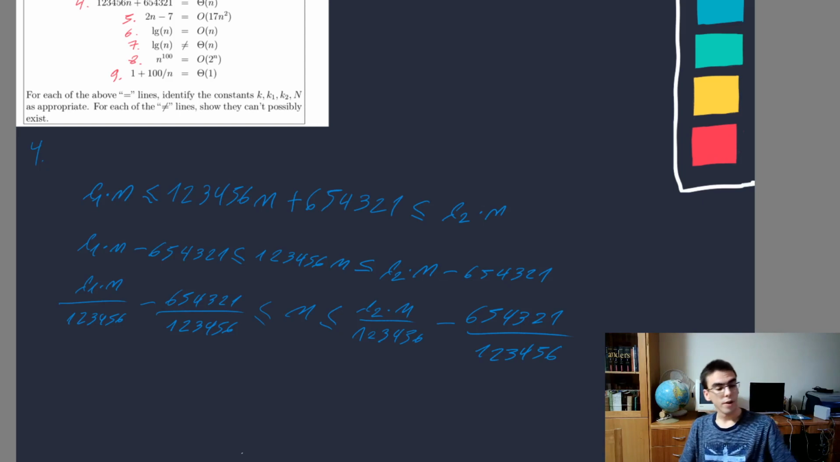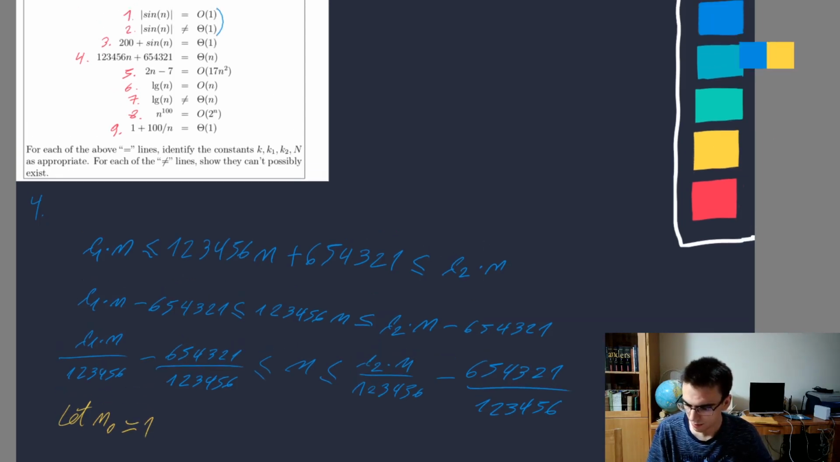I'm clearly already somewhat tired. So, here's the thing. Am I actually going to write this in another column? Let N0, you have to pick an N0, otherwise you are not going to do magic here. So let N0 be equal to 1, for the sake of example.